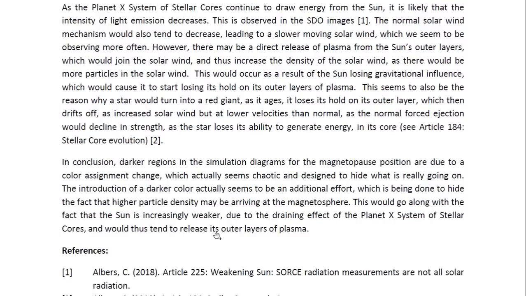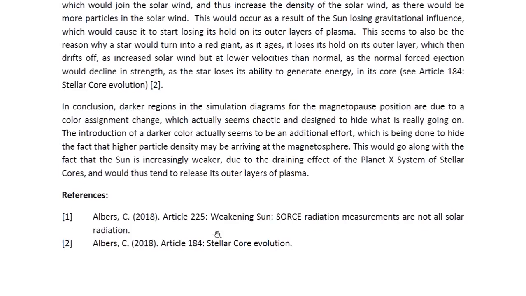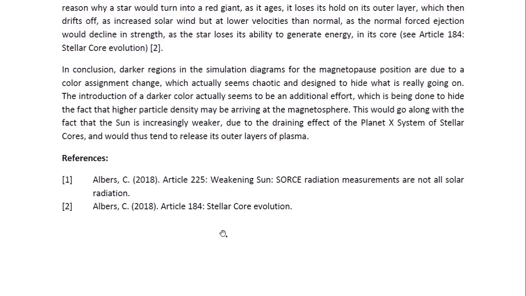In conclusion, darker regions in the simulation diagrams for the magnetopause position are due to a color assignment change, which actually seems chaotic and designed to hide what is really going on. The introduction of a darker color actually seems to be an additional effort, which is being done to hide the fact that higher particle density may be arriving at the magnetosphere. This would go along with the fact that the sun is increasingly weaker due to the draining effect of the Planet X system of stellar cores, and would thus tend to release its outer layers of plasma.